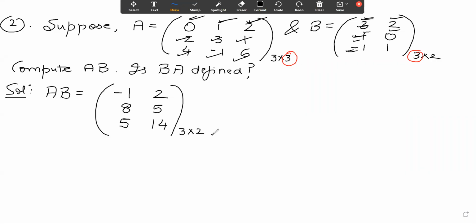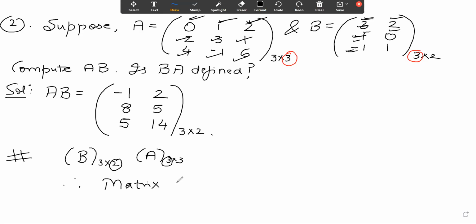Now the question asks us, is BA defined or not? Now the order of matrix B is 3 cross 2, and the order of matrix A is 3 cross 3. You can clearly see 2 is not equal to 3. So therefore, matrix BA is not defined.